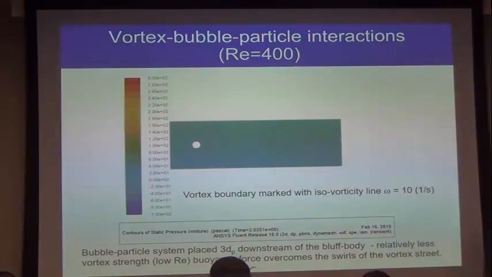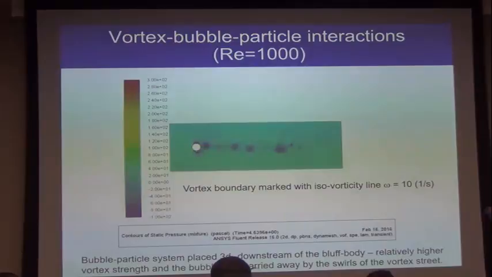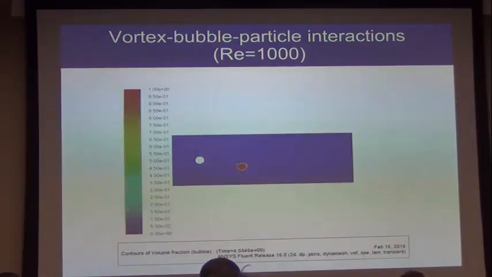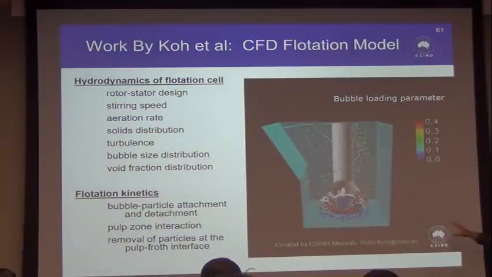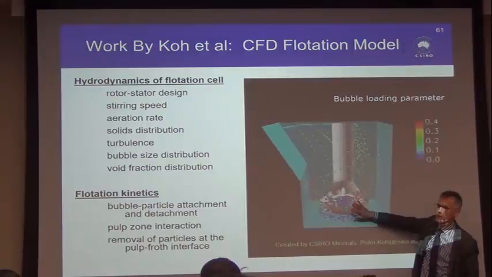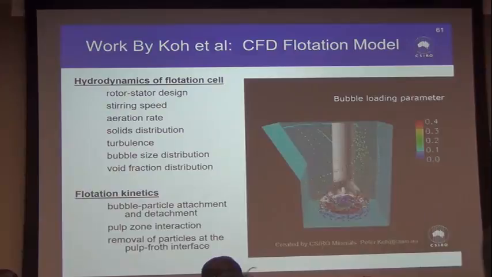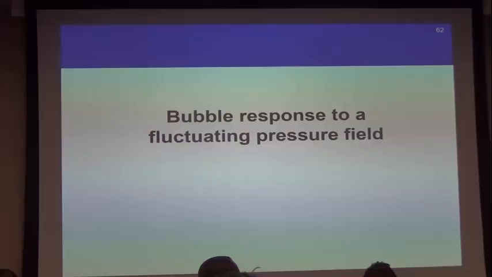So here's another case where we're interested in whether that particle leaves the bubble or not, after being subjected to these different vortices. And this is the body fraction. The ultimate is the work done by Peter Cohen at CSIRO, where they've put it into the population balance model to look at the actual flotation recovery. I see that as an area where, with the DEM, there's very much that you can do.